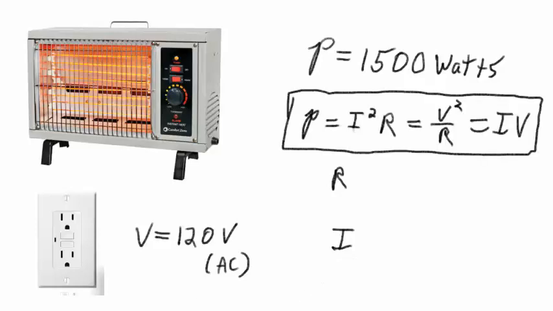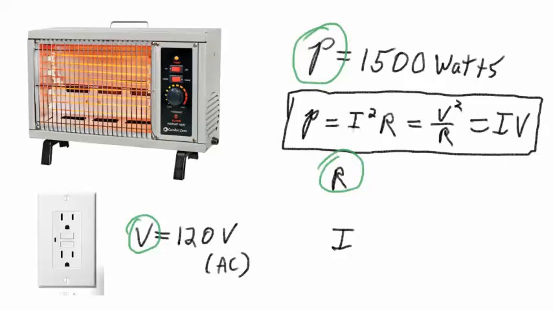The equation has basically three forms. Power equals IV, current times voltage. Power equals V squared over R, voltage squared over resistance. And P equals I squared R, power equals current squared times resistance. Of course, since all of them are equal to power, we can string them all together into one big equality.